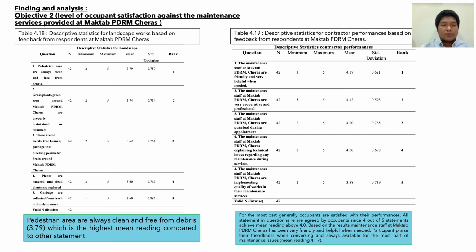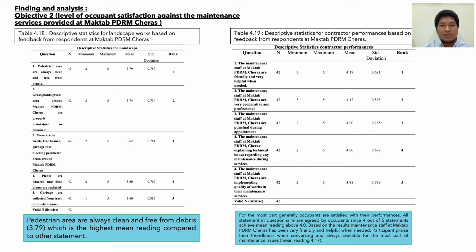Next, we will go into landscape section, landscape works. So same 5 question as well. The question are pedestrians are always clean and free from debris. Number 2, grass, plants, green area around Maktab PDRM Cheras are properly maintained or trimmed. The third question, there are no weeds, tree branch, garbage that blocking perimeter drain around Maktab PDRM Cheras. The fourth question, plants are watered and dead plants are replaced. And number 5, garbage are collected from trash in timely manner.